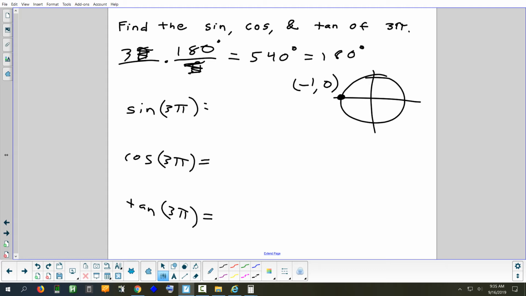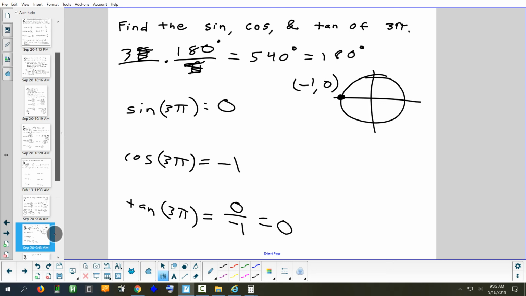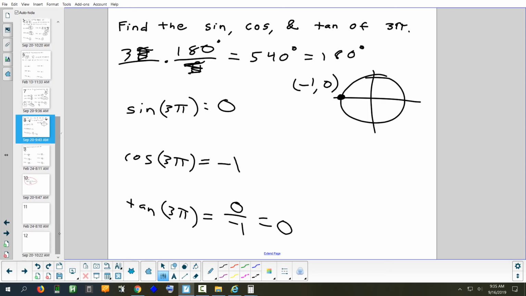Okay. So my sine is going to be how much? 0. My cosine? Negative 1. And, bless you, my tangent. 0, right? Tangent is y divided by x. 0 on the top is okay. If you divide 0 by anything, like 0 divided among 5 people, everybody gets 0. Any question on that one?